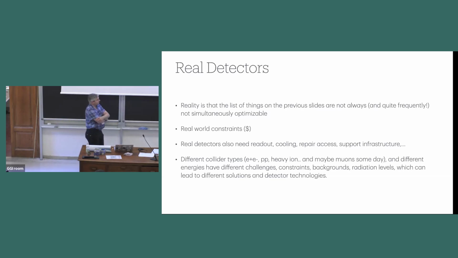goes wrong. And different collider types that we've had, so the ones that we've done so far are e+e-, protons, and heavy ions, and maybe muons someday, at different energies, have different challenges, different background and radiation levels, which can lead to different solutions and different technologies.